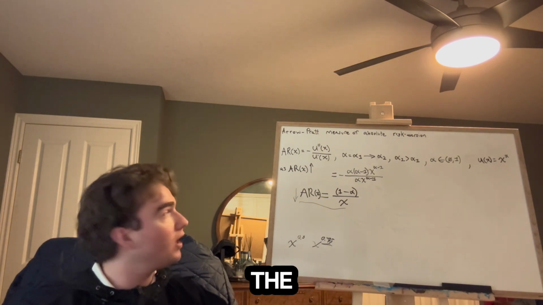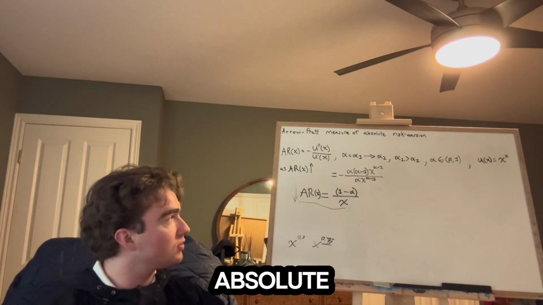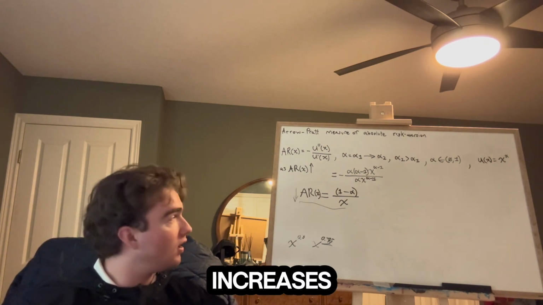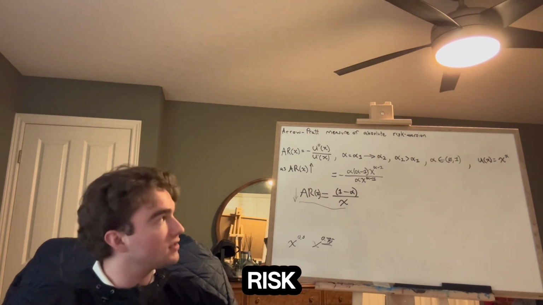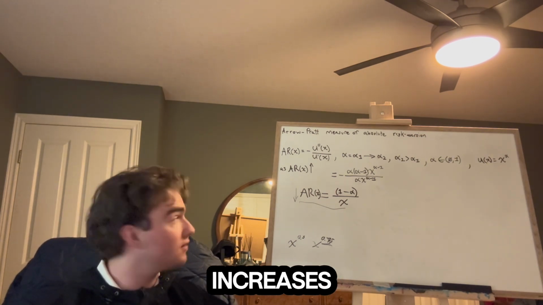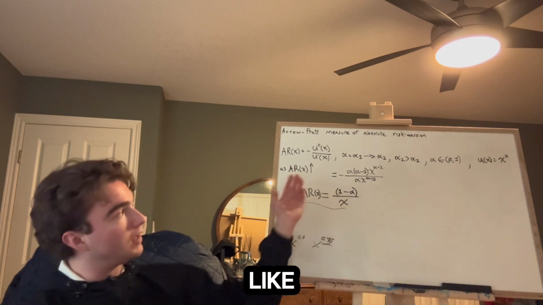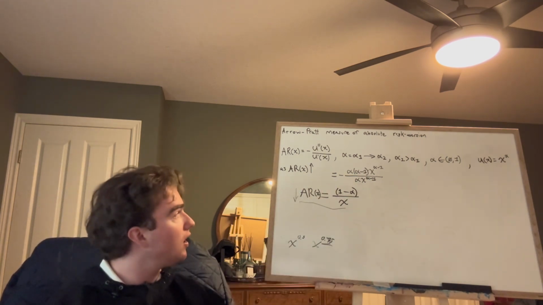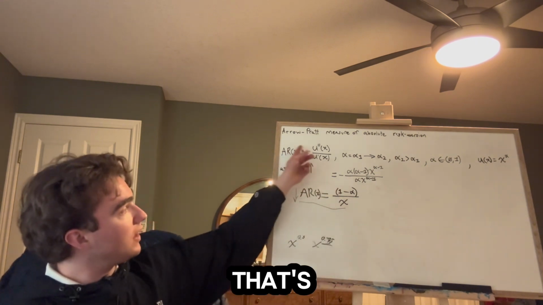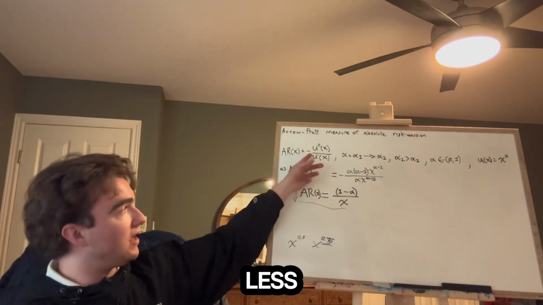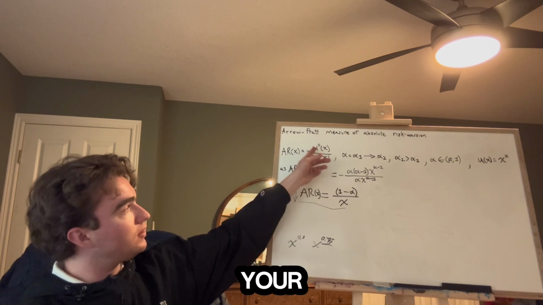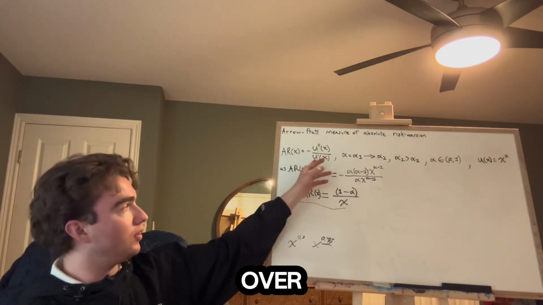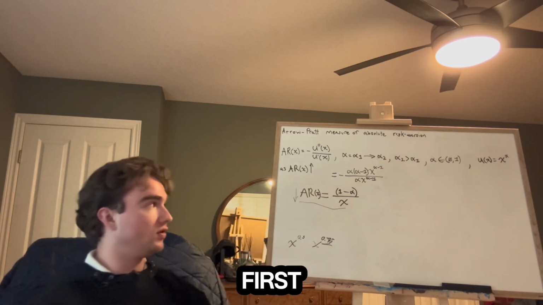We're going over the Arrow-Pratt measure of absolute risk aversion. As AR increases, your risk aversion increases. So, like it says up there, it's a measure of absolute risk aversion. That's how it's going to look. So it's less your second order condition of the utility function over the first order condition.